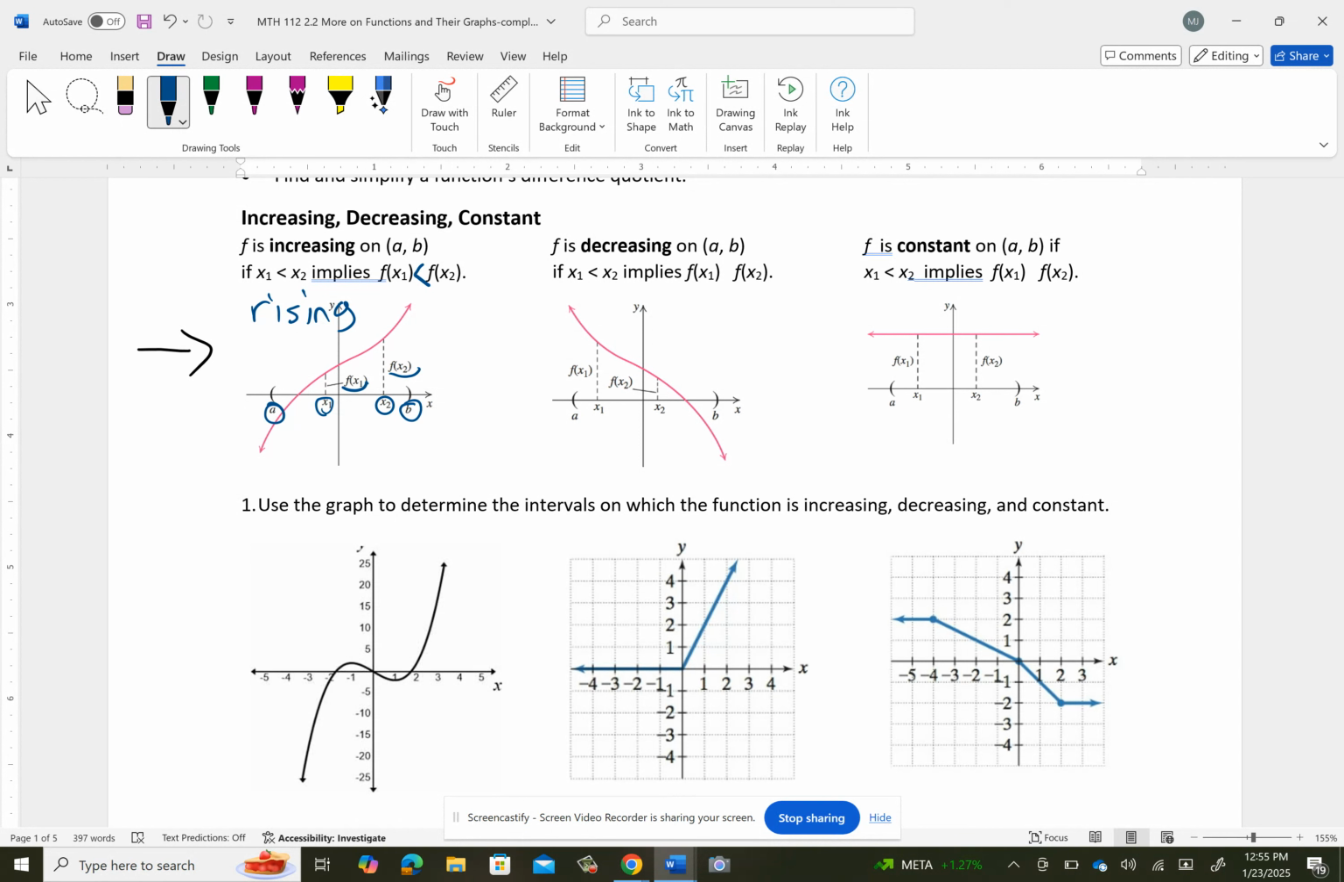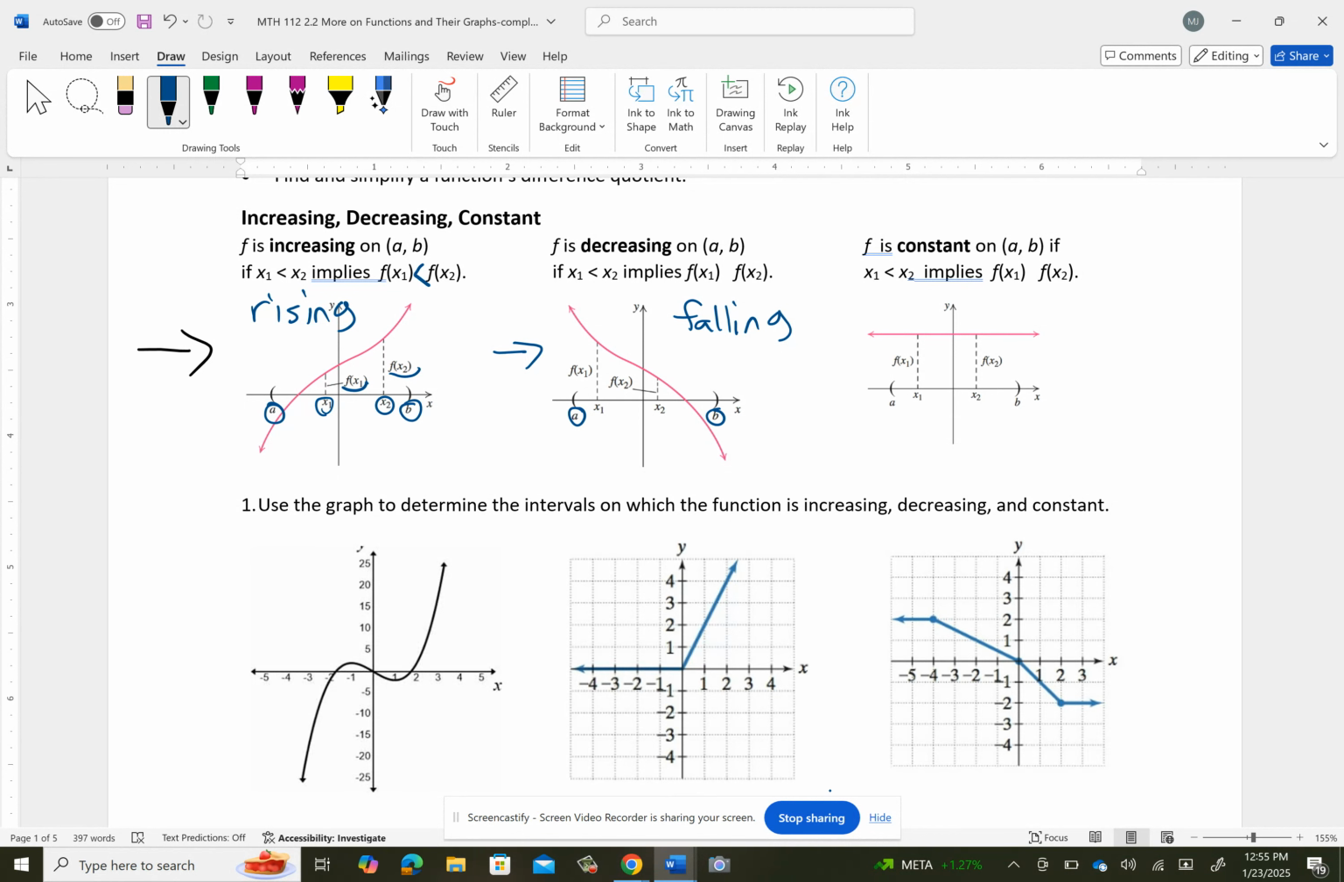But look at this graph here. From left to right, you see how it's falling? We say the function is decreasing on the interval from a to b. Here's our interval from a to b. It's an interval of x's. You're really giving the x's where the function is decreasing.